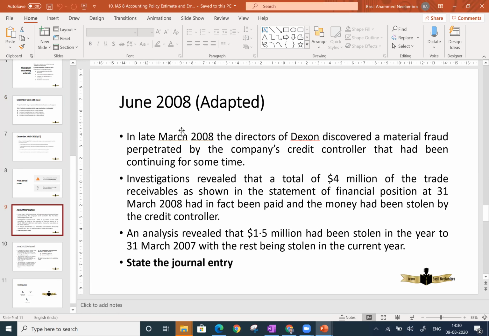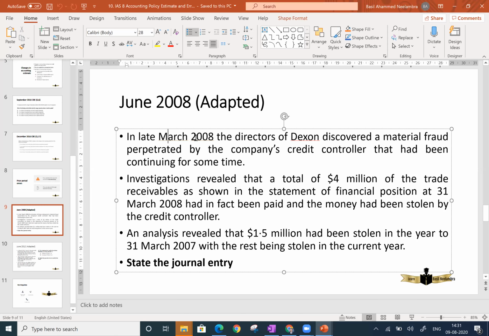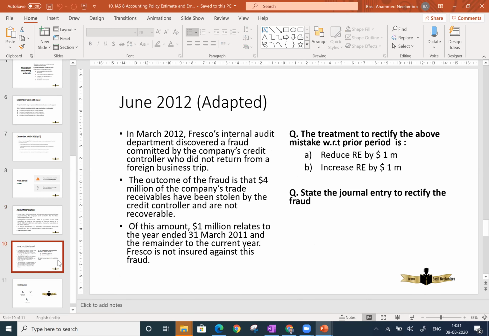See, we have practiced almost the same type of question. This was actually a June 2008 adapted question. Read this. In late March 2008, directors of D discovered a material fraud perpetrated by the company's credit controller. Investigations revealed that a total of 4 million of trade receivables shown in SOFP had in fact been paid and the money had been stolen by the credit controller. An analysis revealed that 1.5 million had been stolen in the year to 31st March X7. What is our year end? March 2008. So in the previous year, 1.5 million had been stolen. It's the same question.